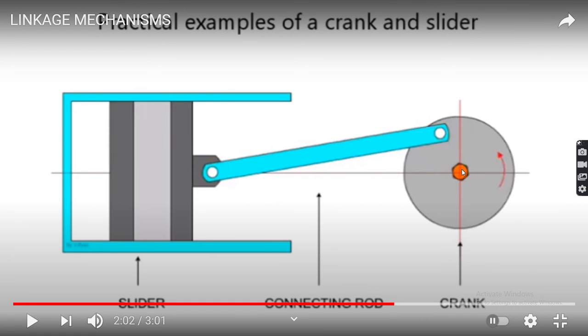In the case of a sugarcane machine, a human being may be operating this one, but there is no connecting rod. Both the wheels will be rotating. That is different. I am just telling you about the crank.